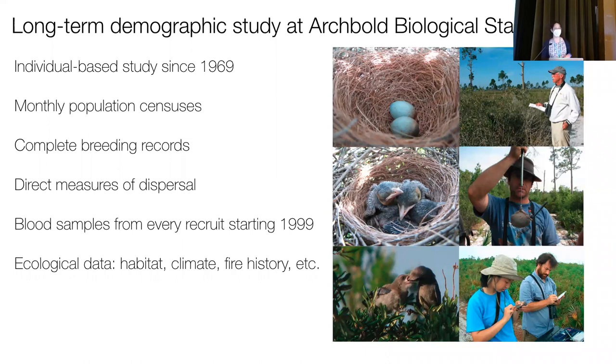And importantly for my work, my collaborators have collected blood samples for every nestling and recruit in our population starting in 1999, resulting in this really rich DNA archive of samples for all the individuals in our population going back for decades. We also have data on a number of relevant ecological variables, including habitat characteristics, climate measurements, fire history, food abundance, et cetera, giving us some ability to model environmental heterogeneity when we're looking at variation in individual fitness and phenotypes.